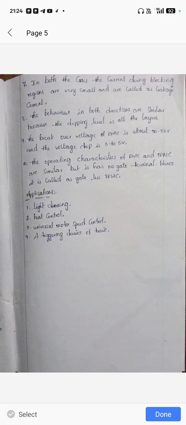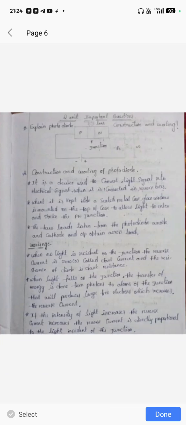Applications: light dimming, heat control, universal motor speed control, and a triggering device for triac. And the next one, second unit important questions.